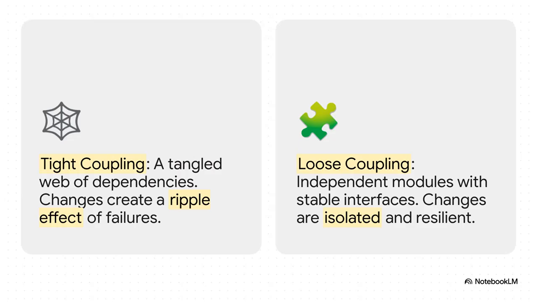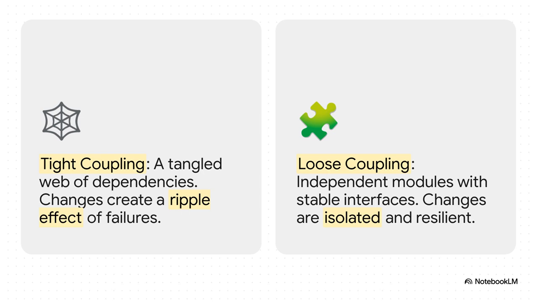And you know, at the very heart of this rot is this idea of coupling. Just look at the left side here. That's tight coupling. It's a tangled web, a big ball of mud where every part of the code is intimately tied to every other part. You change one thing and the whole system starts to tremble. It's brittle. But on the right, that's our goal: loose coupling.